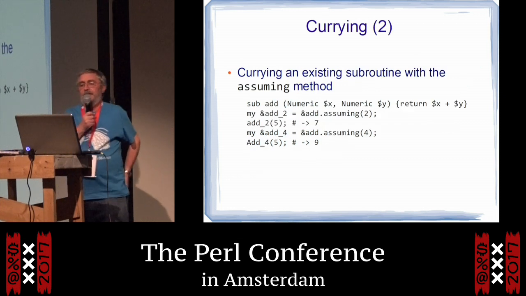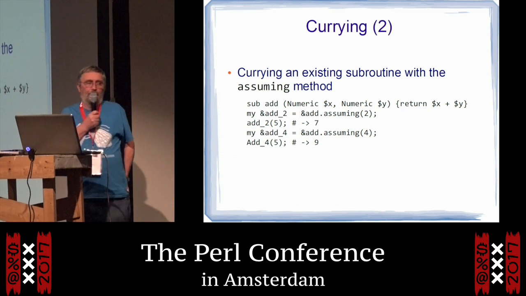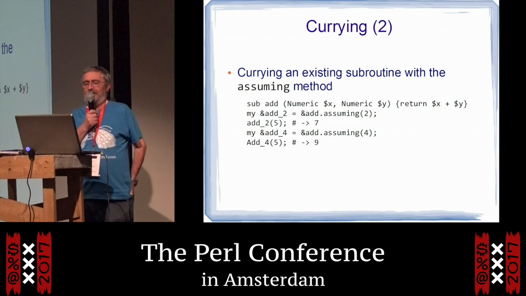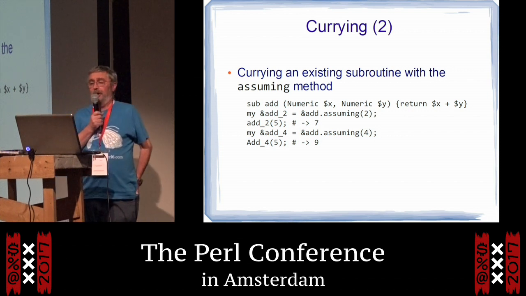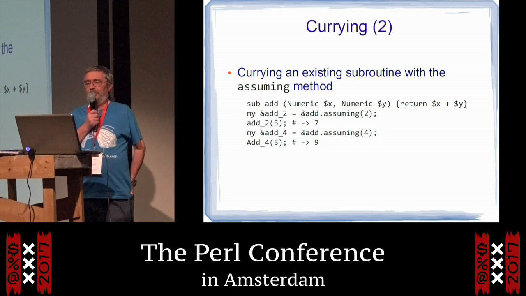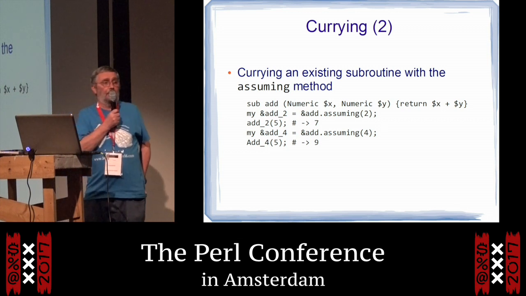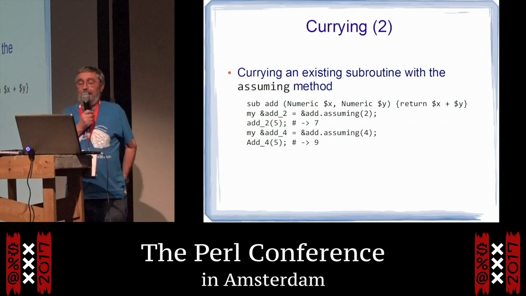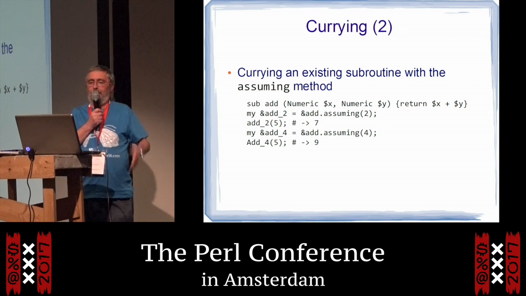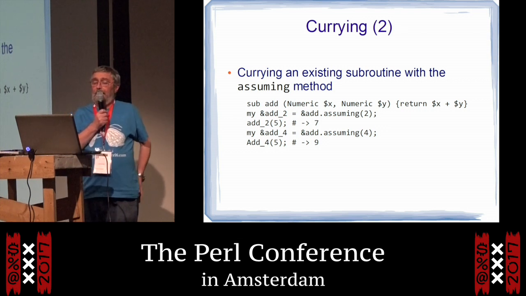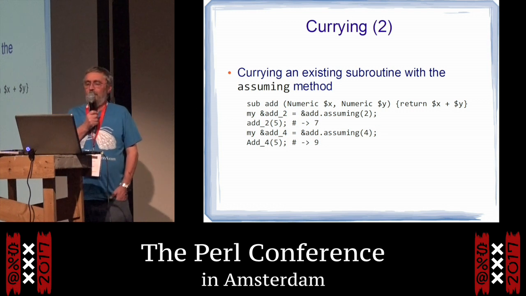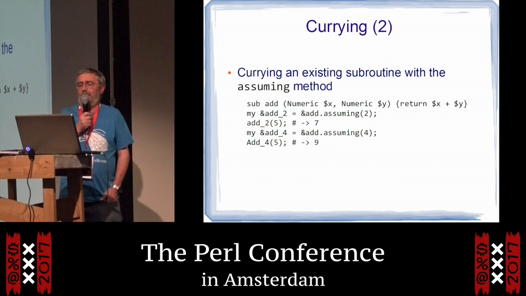Now, this is another construction doing the same thing and a little bit more than that, and that is specifically Perl 6, using the assuming method. I first create a normal function add, this is just for the example, which takes two parameters and returns the sum of the two parameters. This is just for having something to work on. And then I'm saying my add2 equals add, the subroutine that I just created.